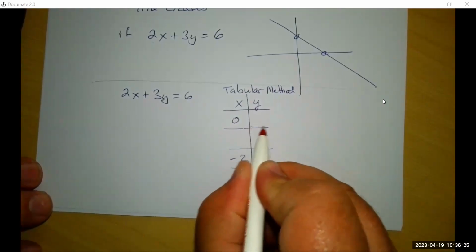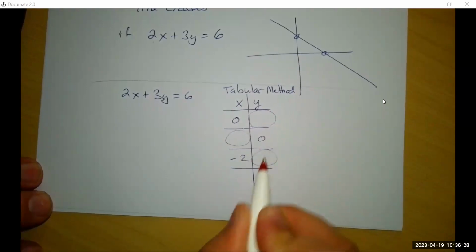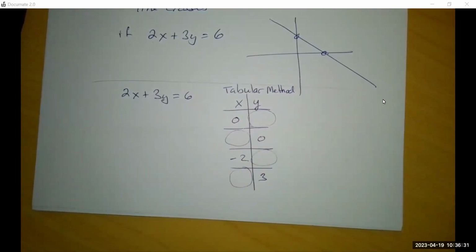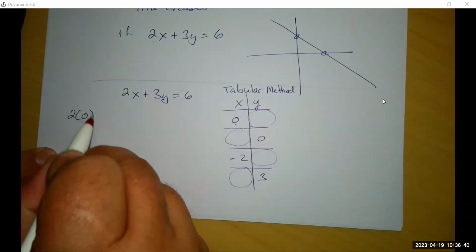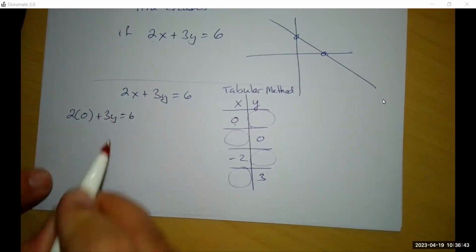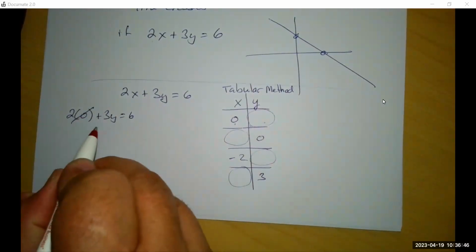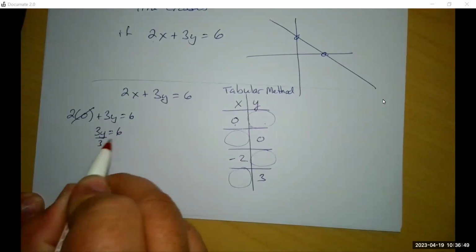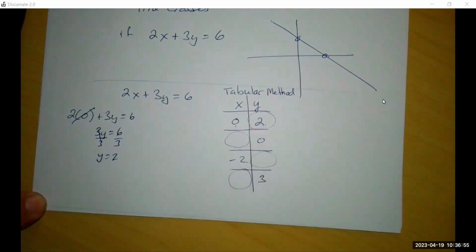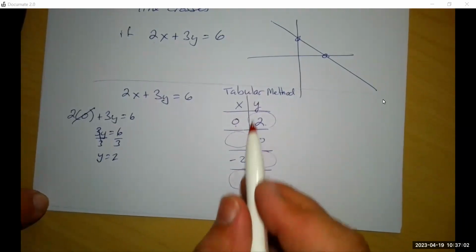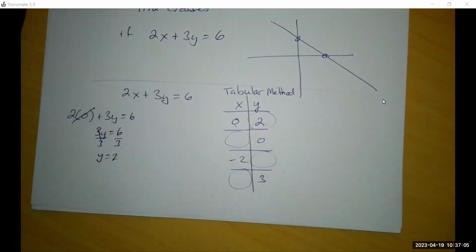So what you have to do is fill in these blanks. How do you fill in these blanks? This first one, when x is 0, so I put 2 times 0, plus 3 times y equals 6. Now solve for y. That's 0, 3y equals 6. y equals 2. So basically, plug in the numbers that you have defined. If the table's not given, if the numbers aren't given to you, just make up some numbers. Small numbers, of course, and don't go too big.